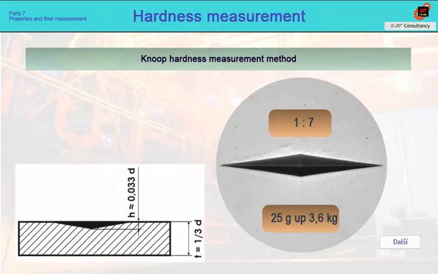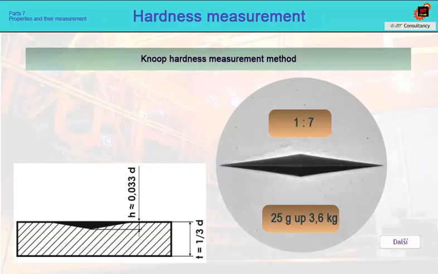Thanks to its very shallow indentations, only 1/30 of the length of the longer diagonal, the method is suitable for measuring the hardness of thin coatings, metal foils, and thin sheets, or thin hardened surface layers. Due to the small depth of the indentations, the method is very demanding on the quality of the tested surface, on the roughness and flatness, and the parallelism of the measured surface with the base.